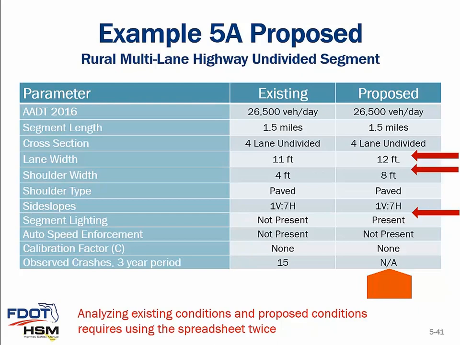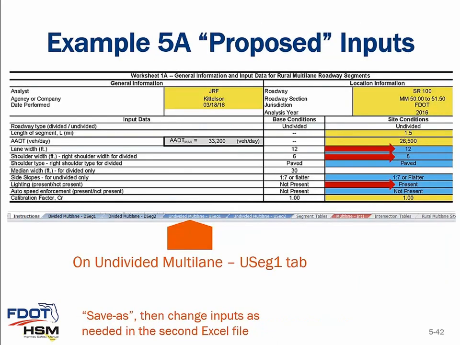The first thing you need to do is take what you just did for the existing condition spreadsheet and save that and then label it as a proposed spreadsheet. So you'll have 2 separate spreadsheets. You'll have an existing condition spreadsheet and you will have a proposed condition spreadsheet. Now you will go and open up that proposed spreadsheet and you will make 3 changes. And those are highlighted here in red.